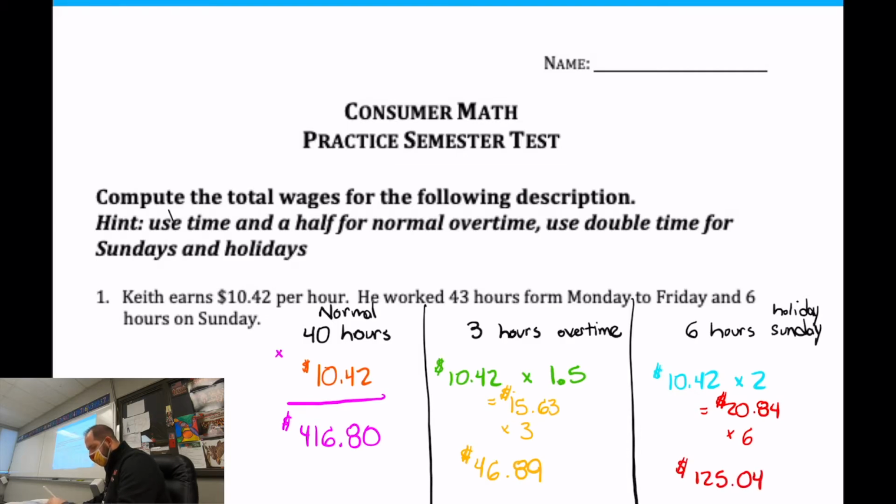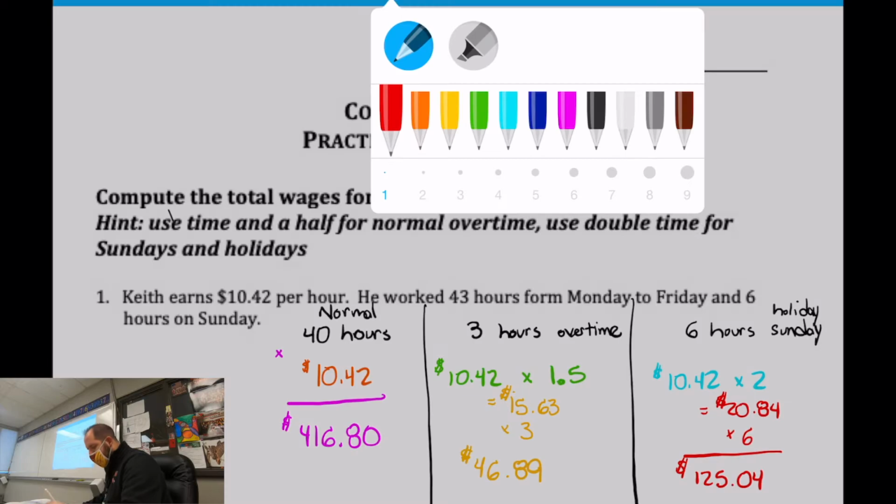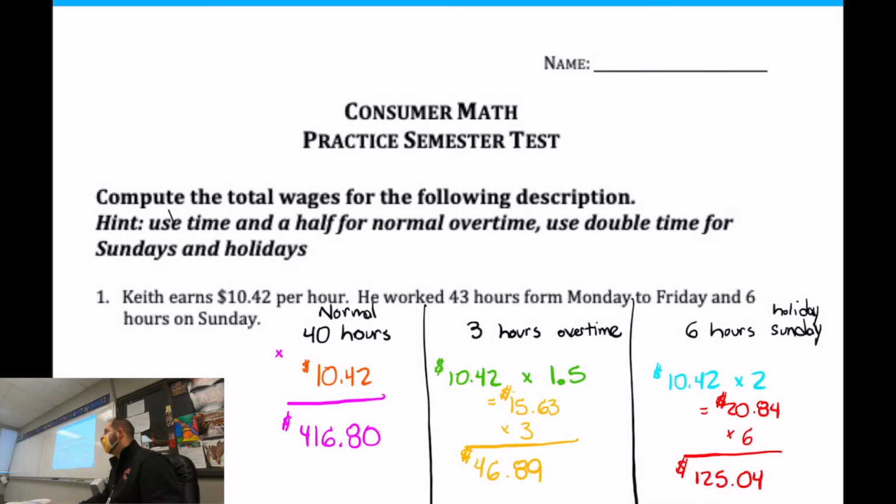Okay. Is there any questions with how I got each of these numbers so far? We're good? Okay. All right. So then the last thing that I'm going to do here is add these up and figure out what the total is for Keith. Keith is making some serious cash this week. So $416.80 plus the $46.89 and add the $125.04.